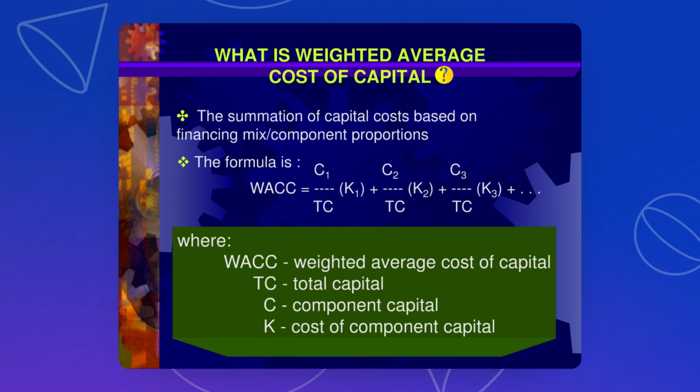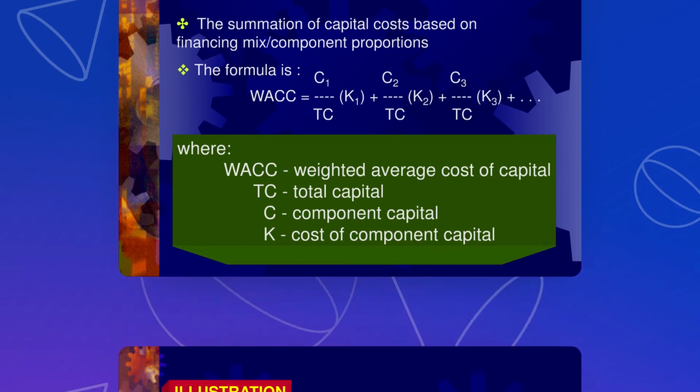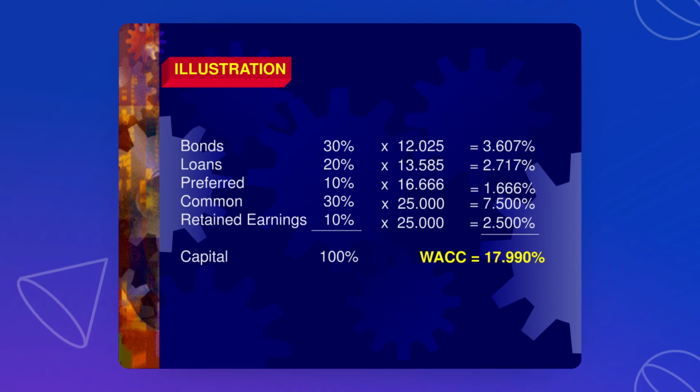I found an easier way of computing your average cost of capital. So this one is WACC plus C1 divided by TC K1. You can use this one, but for me, this is the easiest, class. For example, you have your bonds, you have your loans, you have your preference shares, you have your common, and you have your retained earnings.